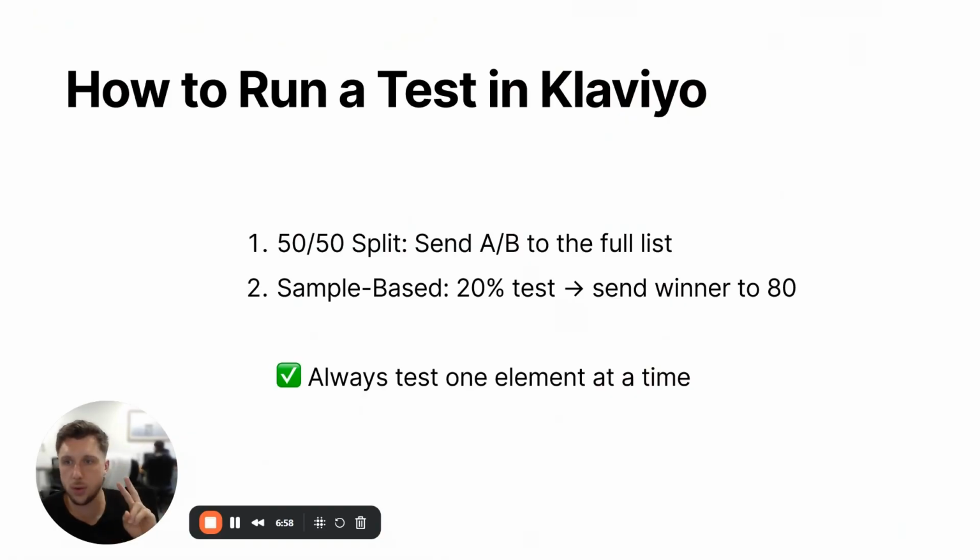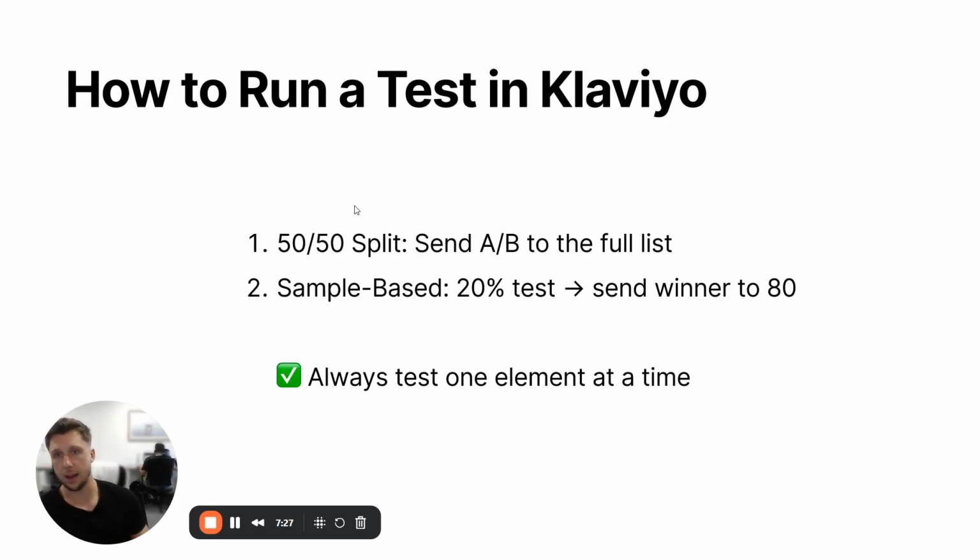Okay, so next part is how to run a test. There are two ways to go about running a test within the email system. Option one is the 50-50 split, where you send an A/B tested full list. Option two is a sample-based test, where you send to a smaller group, a test segment, a sample size segment. Then you send the rest, the remaining, the winner.